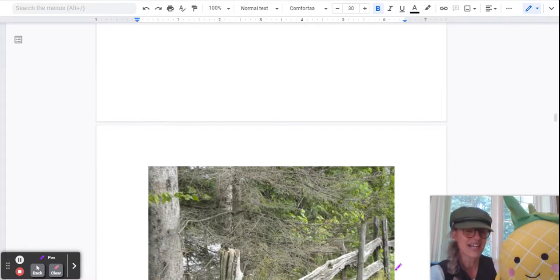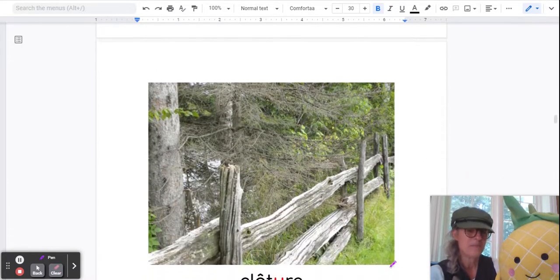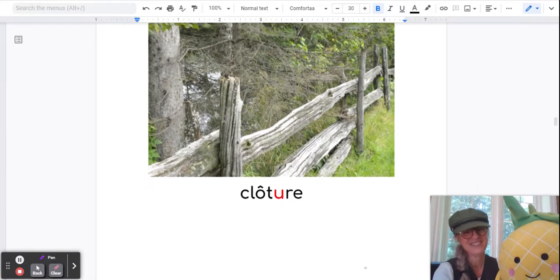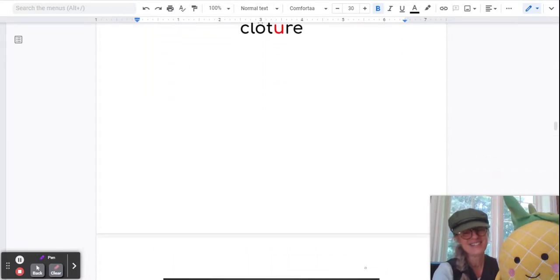Qu'est-ce que c'est, Anana? Do you remember the fence? It begins with a k, k sound. Clôture. Clôture. Bravo. On continue.